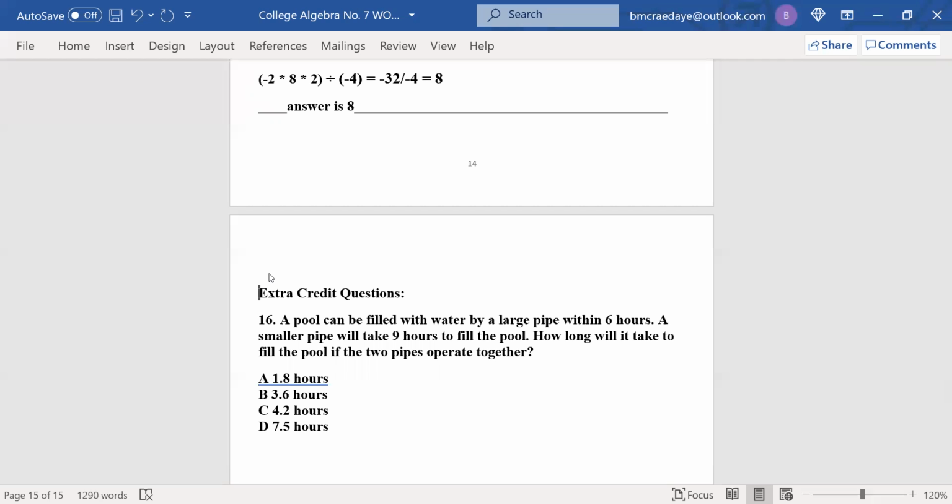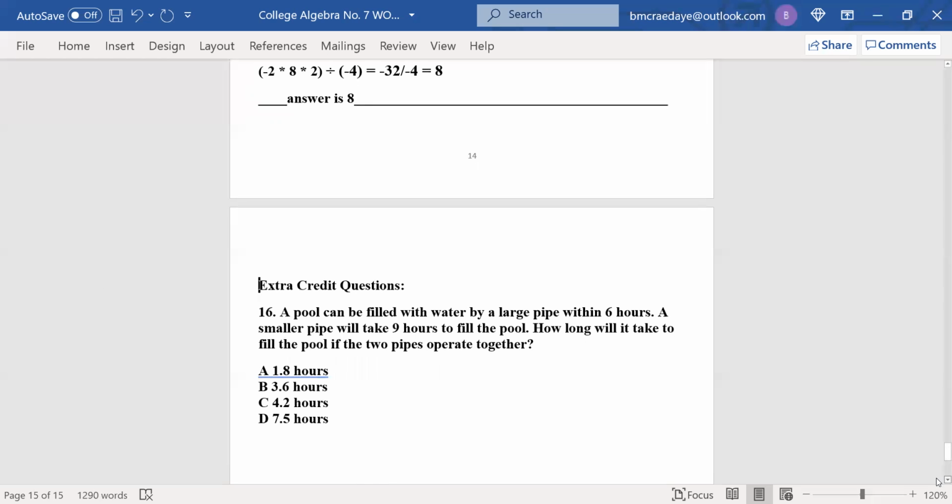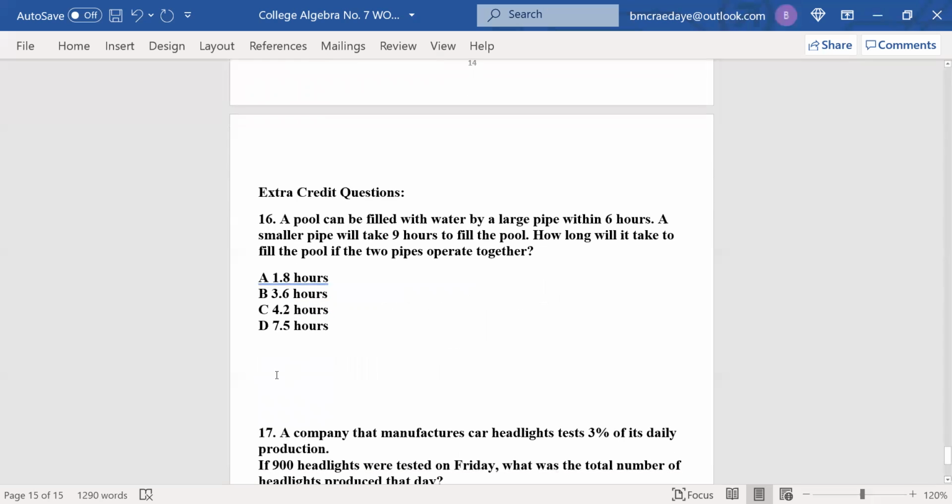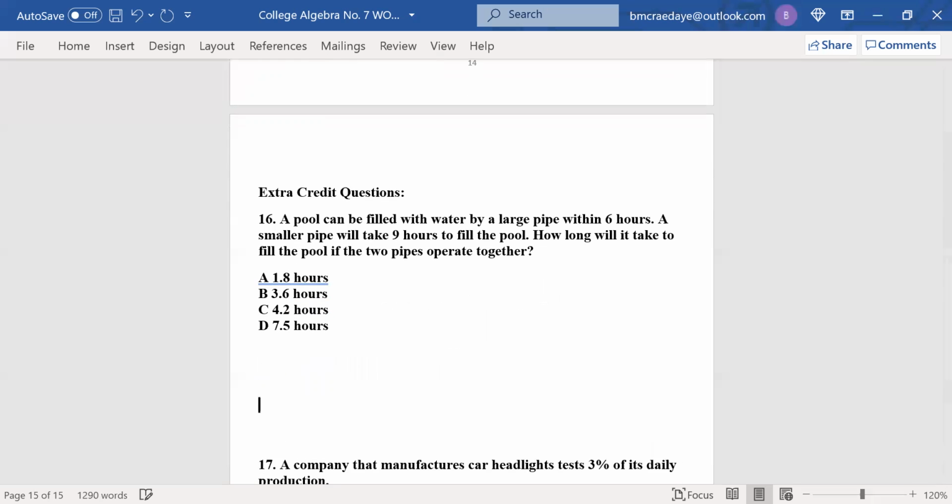Actually, this was supposed to be a work problem, right? It's like a work problem because it's 6 hours for one pipe and 9 hours for the other. So it's like a work problem. So you can put like 1/6. Solve it just like you do a work problem, like two people working. What would they do if they work together? Like a ratio proportion.